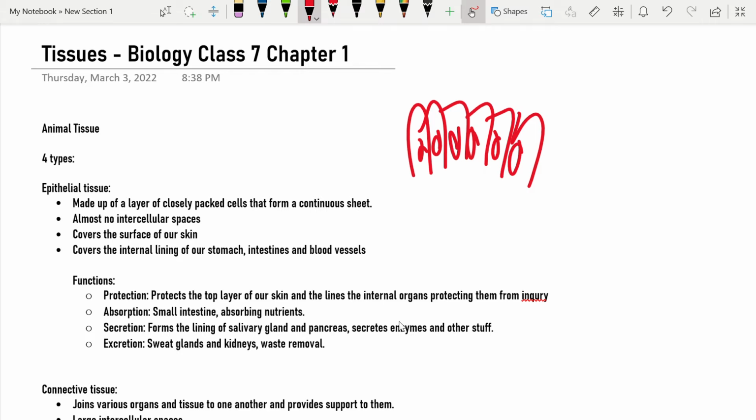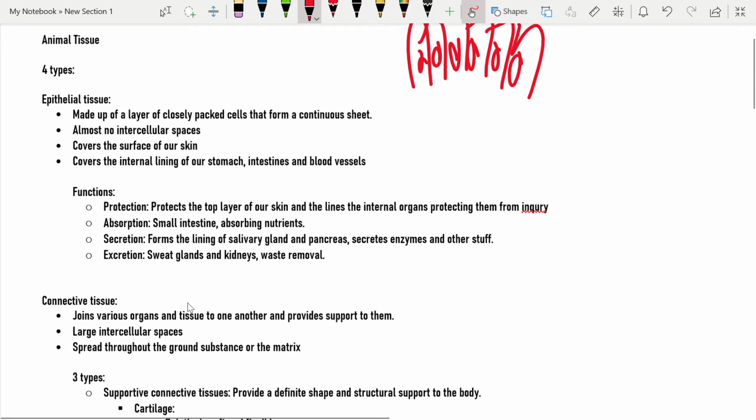But let's see what the functions are right here. So protection is the first one. Now you guessed it, it protects the top layer of the skin and lines the internal organs, protecting them from injury. Absorption, but where does absorption come in from? Well, it comes in from the small intestine. It absorbs nutrients. Then we've got secretion. You might be like, where did that come from?